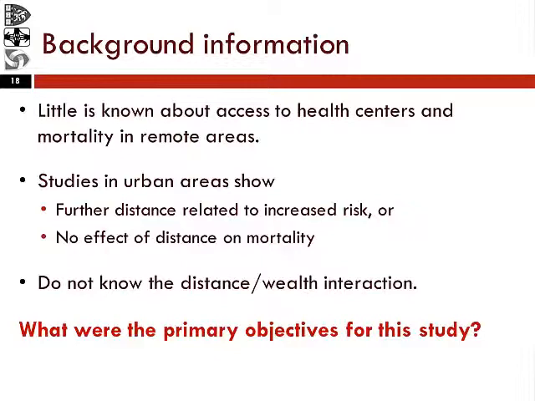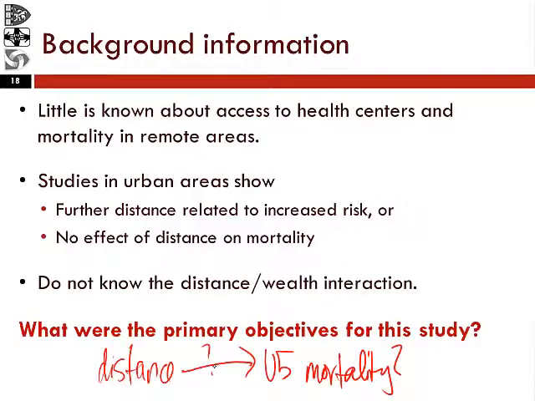So what is the interaction? If I live far away, do I have an increased risk? And does it matter if I have a lot of money or little money? So what was the primary objective for this study? What were they trying to do or achieve in this particular study? What is the relationship between distance and under 5 mortality?